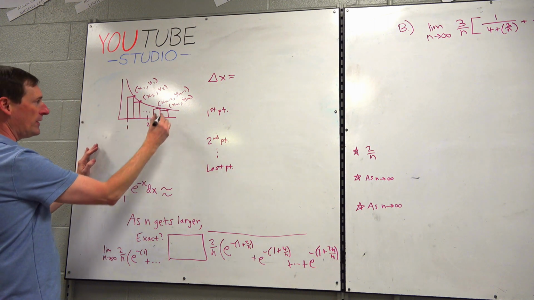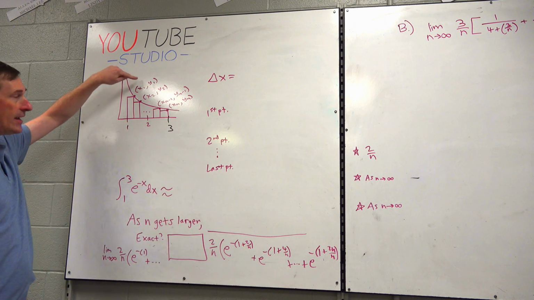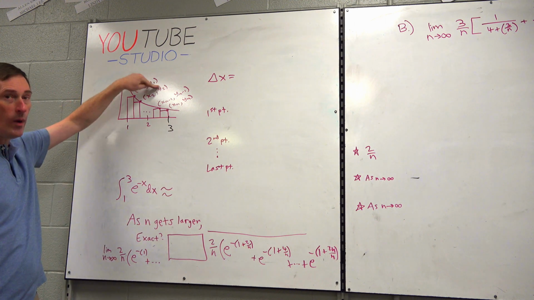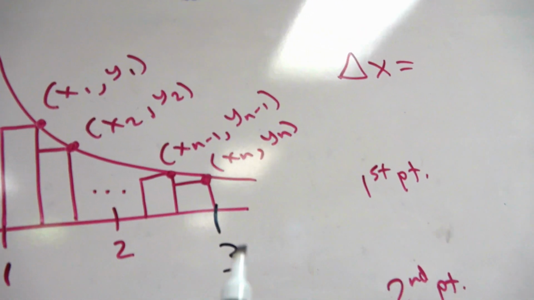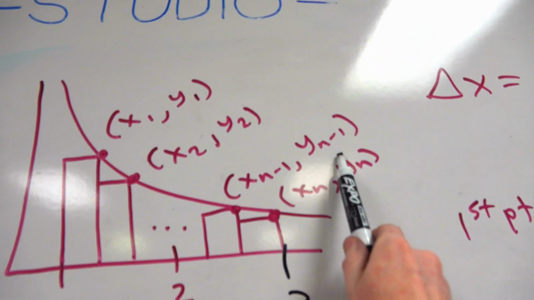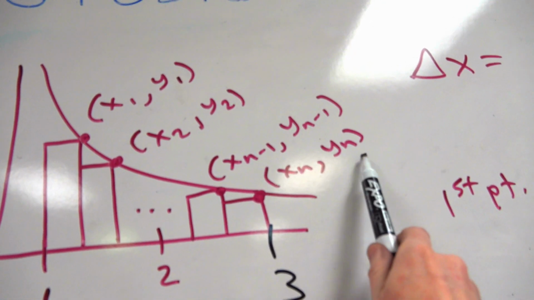You still have your 1 to 3. Oh, I didn't put the 3 in there. Still have your 1 to 3, all right? You've got x sub 1, y sub 1. You've got x2, y2, dot, dot, dot. The second to last point is going to be x sub n minus 1, y sub n minus 1. And the very last point is going to be x sub n, y sub n.